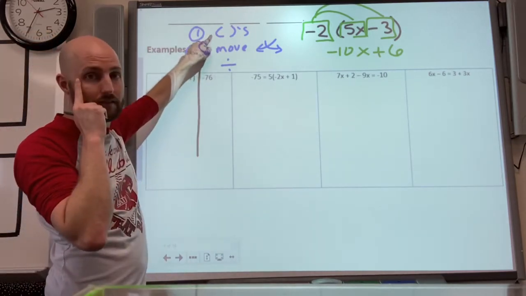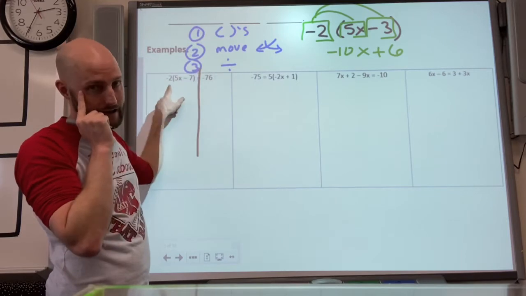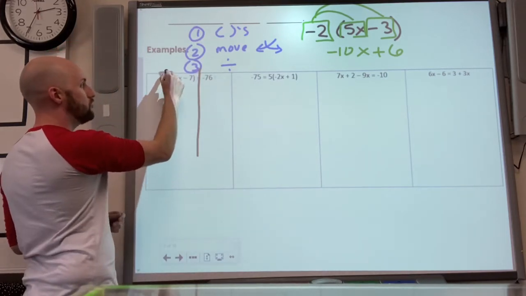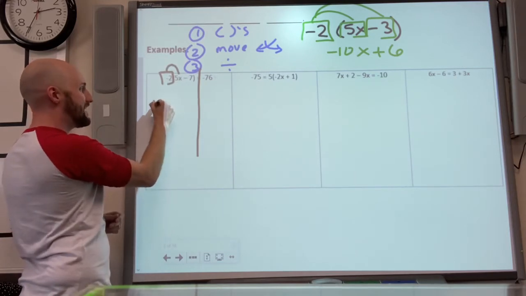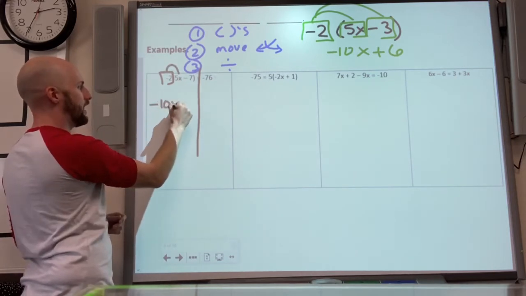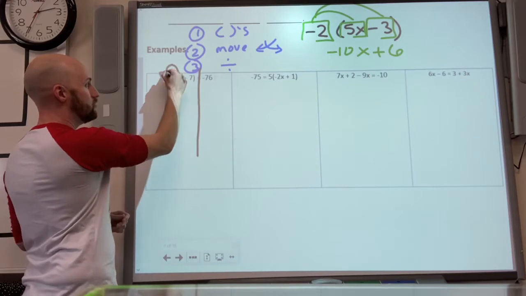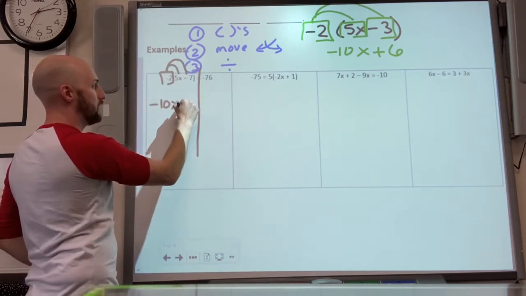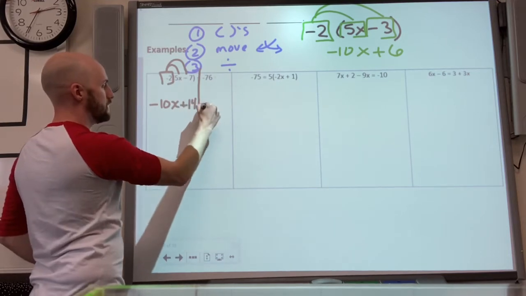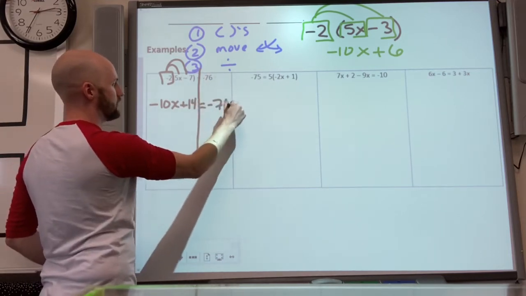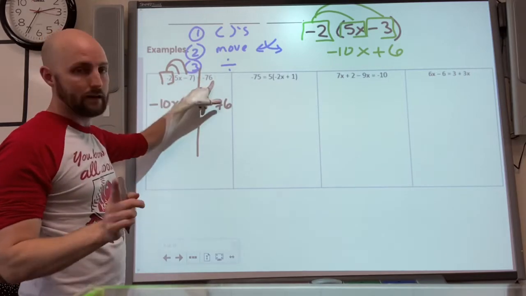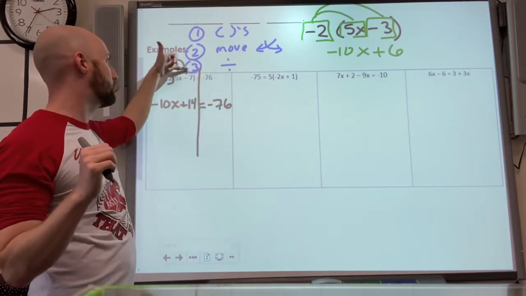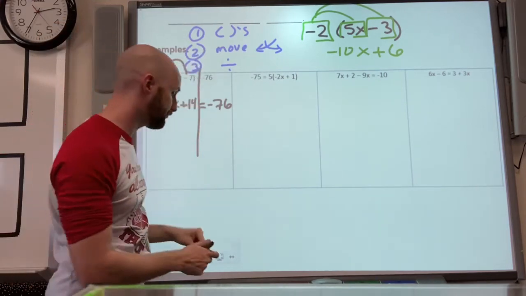Do you see parentheses? ¿Tú ves parentheses? Ajá, ajá. So I need to multiply. Negative 2 multiply 5, negative 10 with x. Negative 2 multiply negative 7. Okay, menos por menos is plus 14 equals minus 76. Okay, I don't multiply here because it's not in the parentheses. Okay, eso no está parte de paréntesis, por eso no sigo multiplicando ese número.